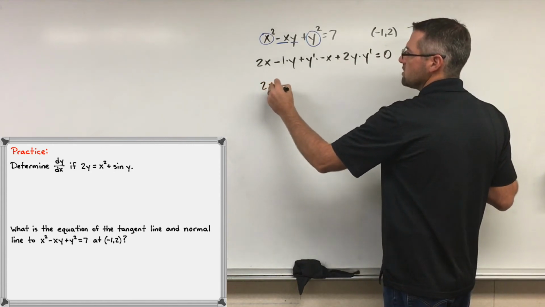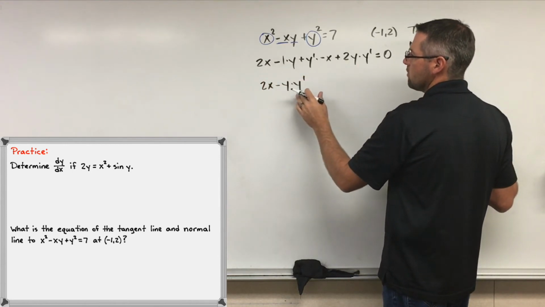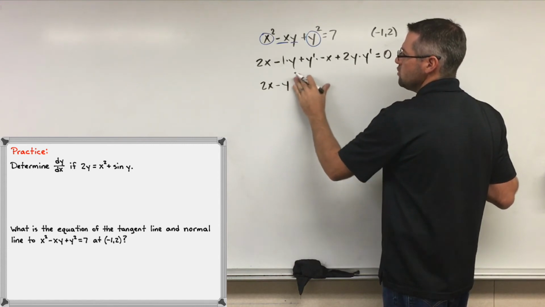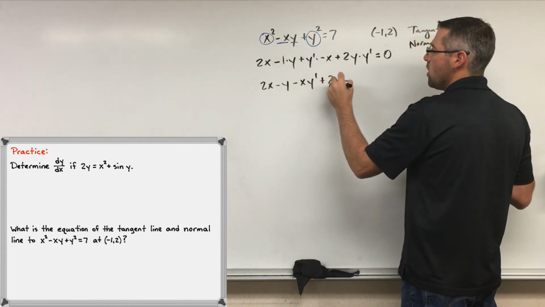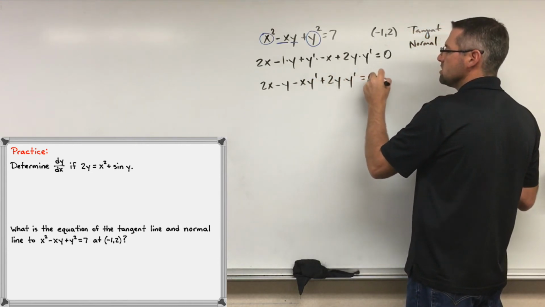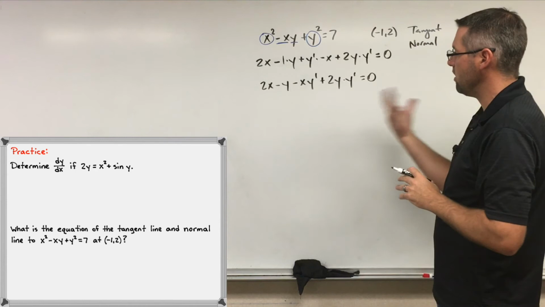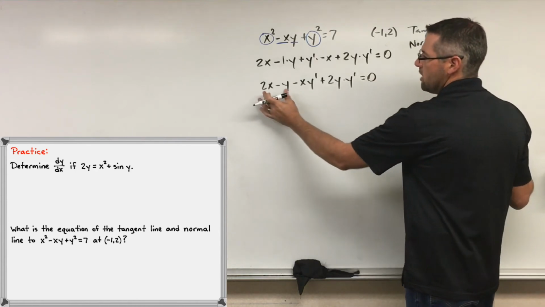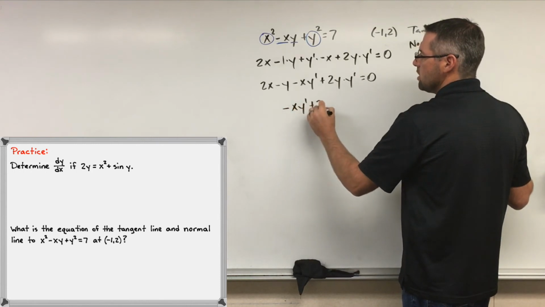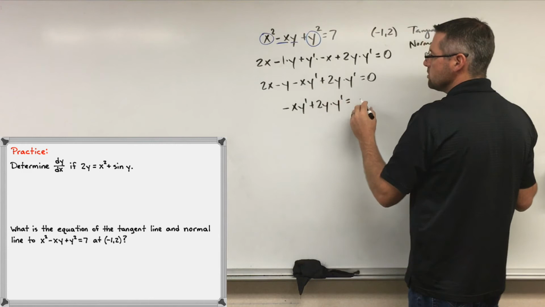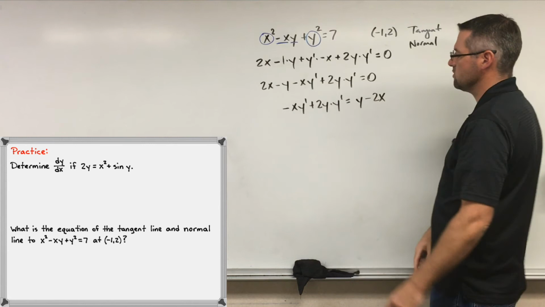We end up with 2x minus y minus xy prime plus 2y times y prime equals 0. And then we want to get all the y primes over on one side and everything else on the other. So I'm going to move the 2x and the negative y over to the other side. So I have negative x y prime plus 2y times y prime equals y minus 2x. Add y to both sides, subtract 2x from both sides.